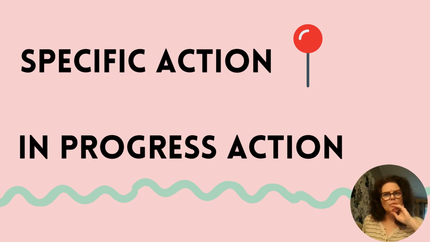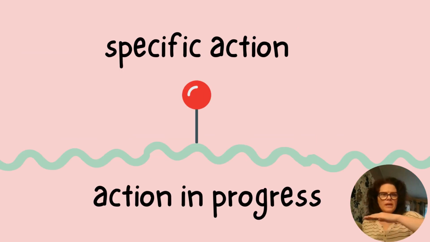When you think about the relationship of actions, it helps to think about whether they are specific actions or in progress actions. There can be an action in progress when a specific action occurs. It may or may not interrupt the flow of the action in progress.